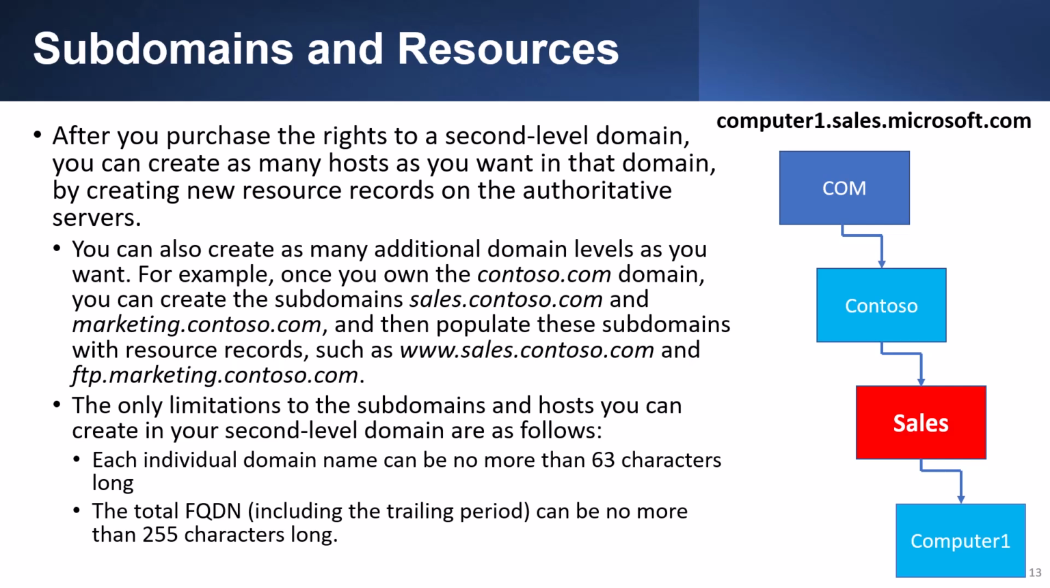The only limitations to the subdomains and hosts you can create in the second-level domain are as follows. Each individual domain name can be no more than 63 characters long, and the total FQDN, including the trailing period, can be no more than 255 characters long.